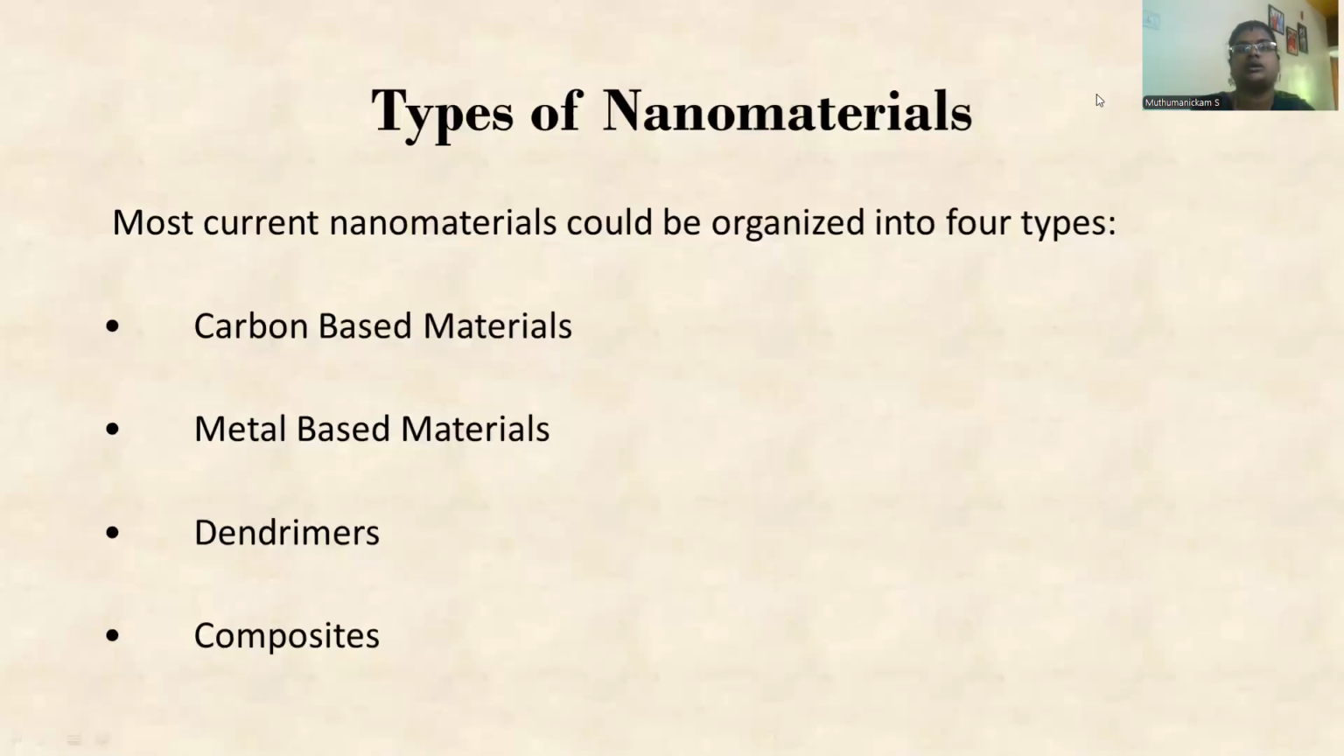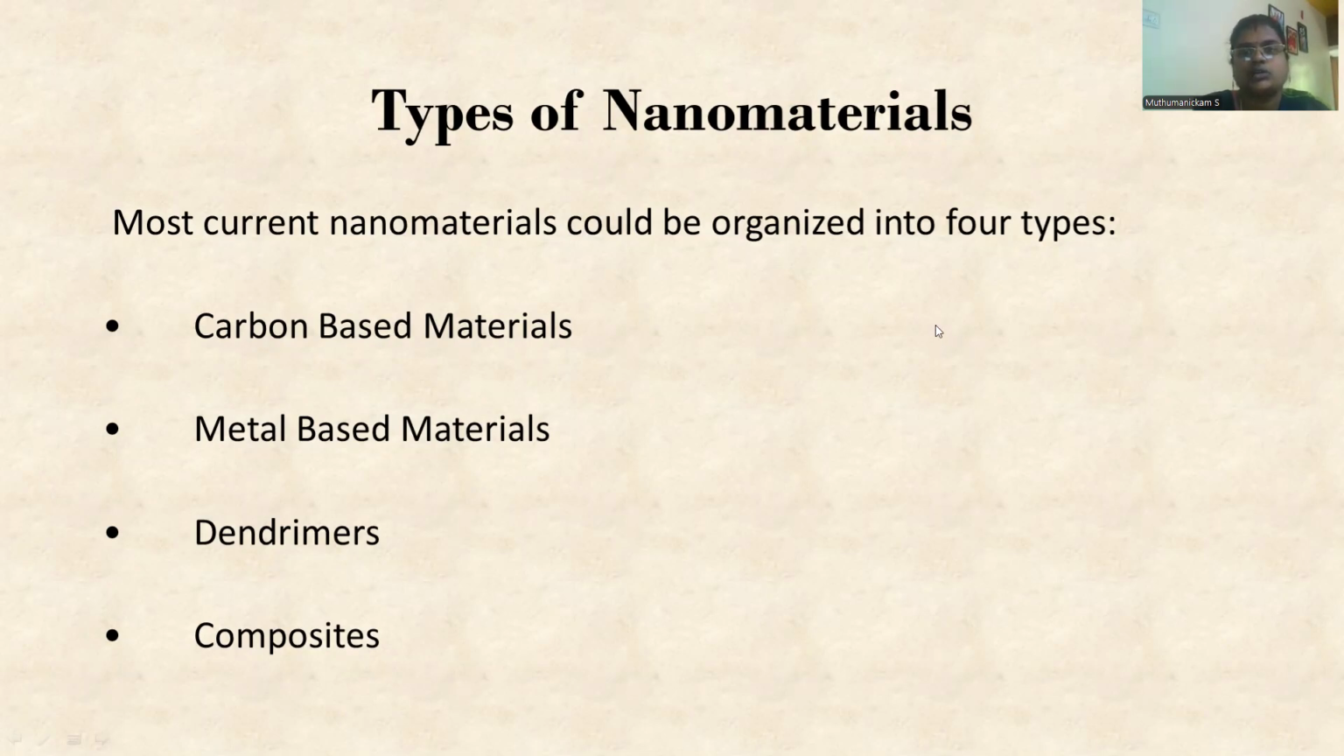Students, today we are going to see about the types of nanomaterials, which are carbon-based, metal-based, dendrimers, and composites. As we all know, the allotropes of carbon are diamond and graphite. Along with this, as far as nanomaterials are concerned, the carbon-based materials are fullerene, single-wall and multi-wall carbon nanotubes, etc. We are going to see about it in detail in the next slides.